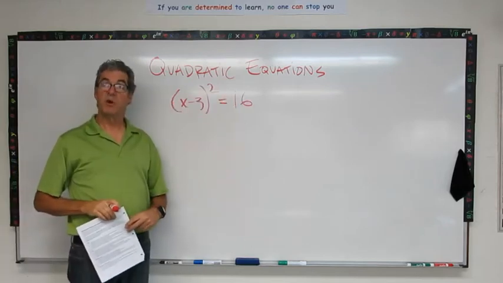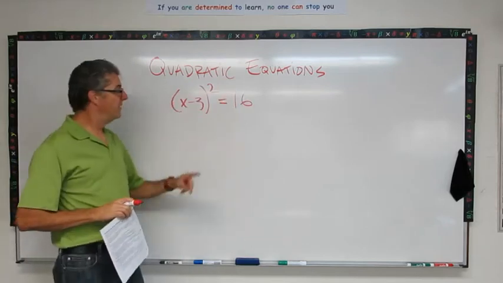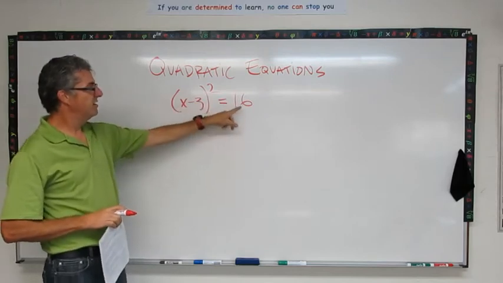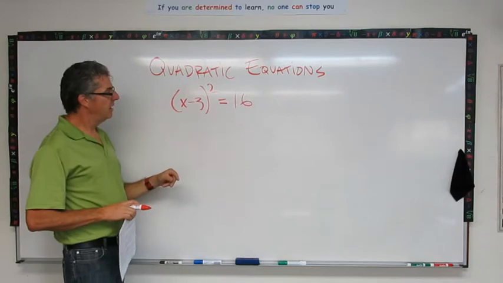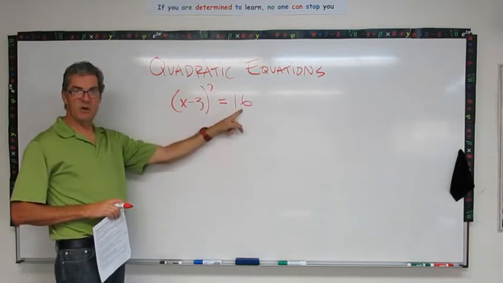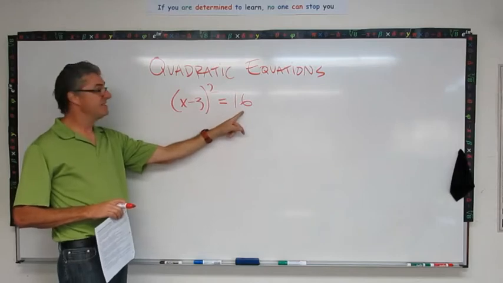Okay, let's try a little bit more of a complicated problem. I'm going to do this one, and then I'll give you one to try. x minus 3 squared equals 16, okay? If you're noticing, 16 is a perfect square. Notice that, because if we need to take the square root of that, it's an easy one to take.